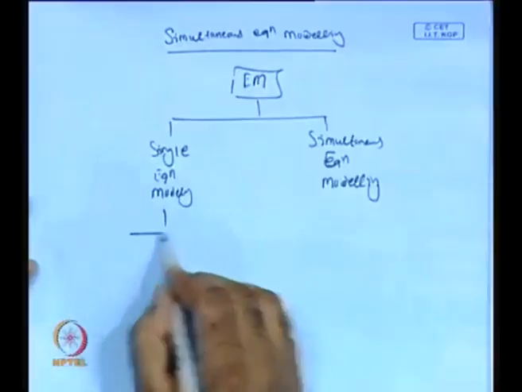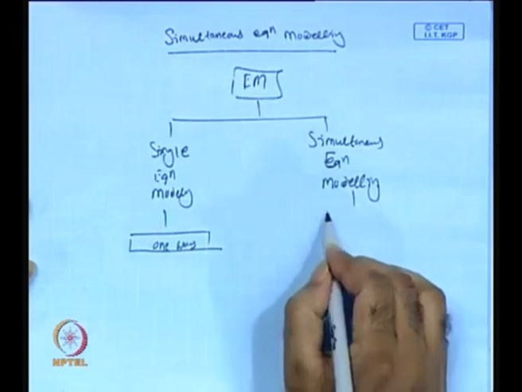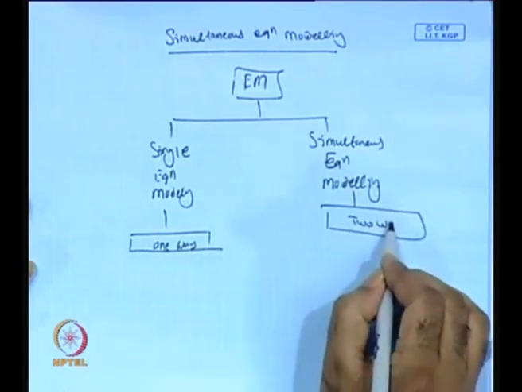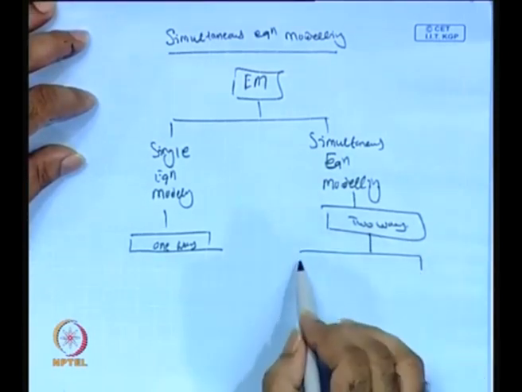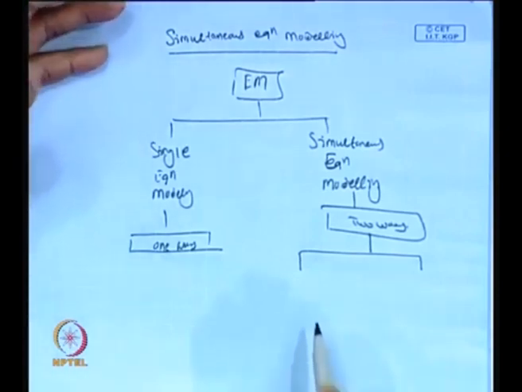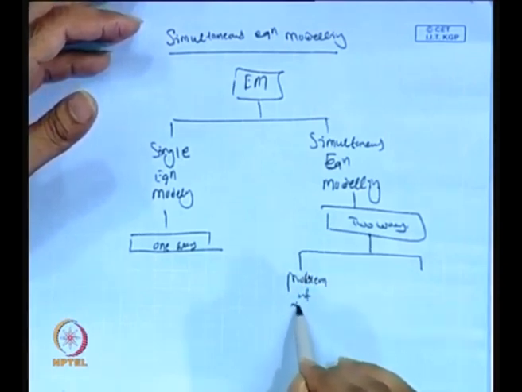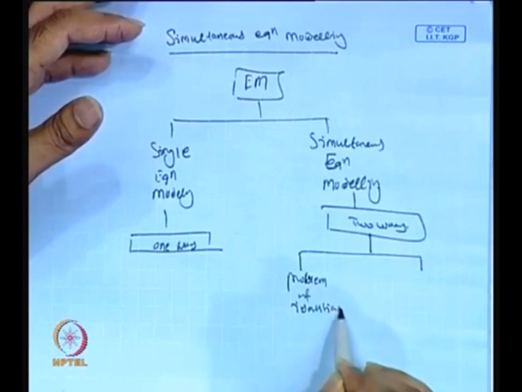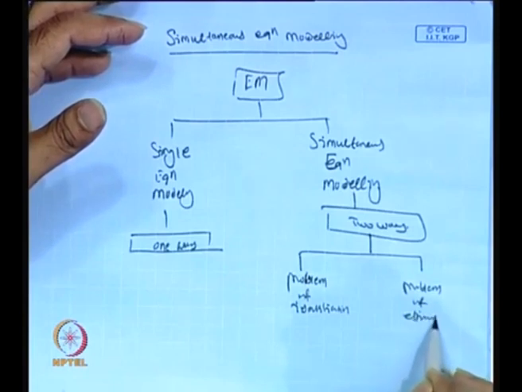The complexity is divided into two parts. For instance, single equation modeling is one way causality and this is two way causality. Once you handle this issue, there are two standard problems we have to face. One is the problem of identification and the other is the problem of estimation.